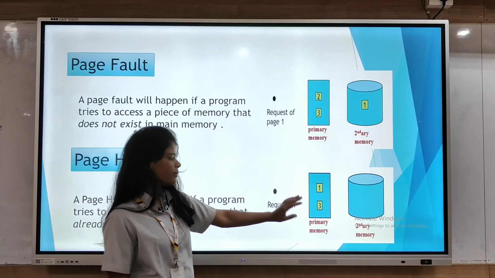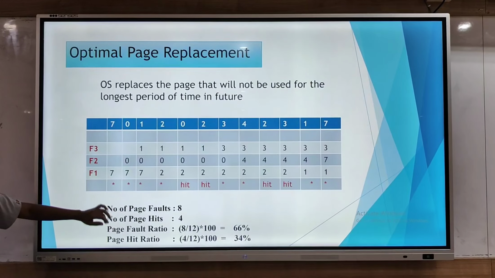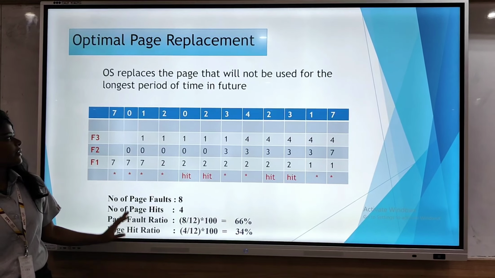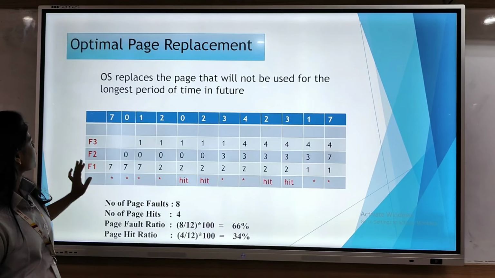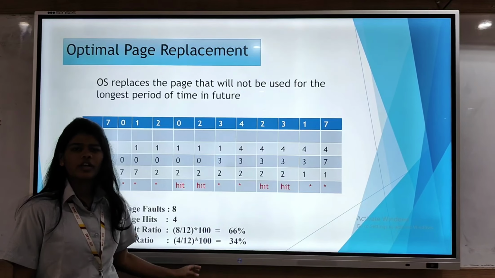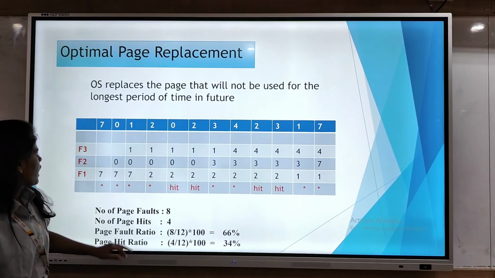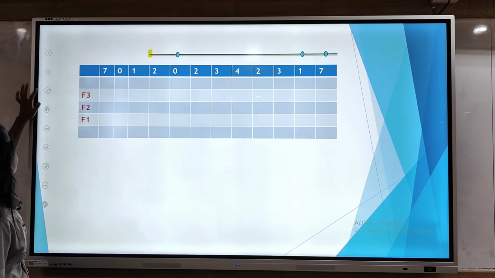There are mainly 4 algorithms for page replacement: FIFO, LIFO, optimal page replacement, and least recently used. In this video, we will learn about optimal page replacement. So let's see optimal page replacement. What it says: the OS will replace the page that will not be used for the longest period of time in the future. The page that we do not need right now, I will replace that page with the existing page. We will solve an example in this slide.